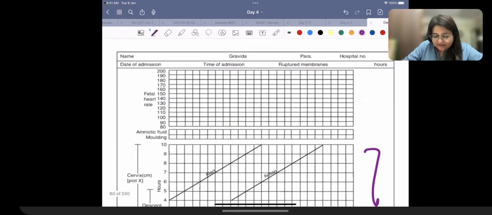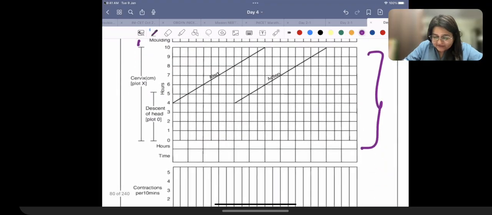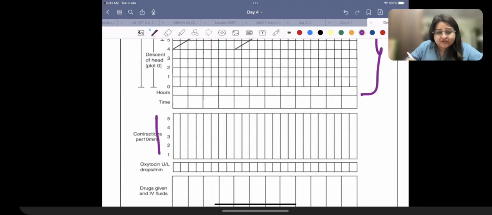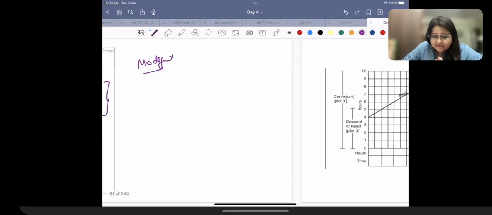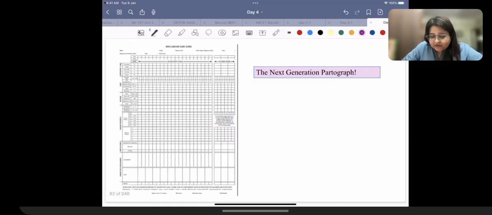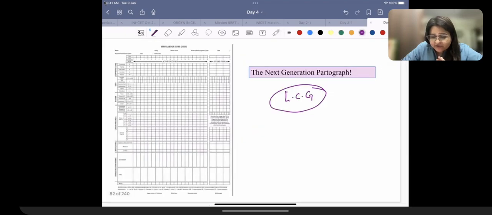Okay, and in this you have many columns. You have fetal heart rate, amniotic fluid, molding, the cervicogram, then contractions. So there is a lot, but the main focus is on the alert line and the action line, and cervical dilatation starts at 4 centimeters. Okay. Now this is the new one. This is the labor care guide, which we will be discussing in a bit more detail later.